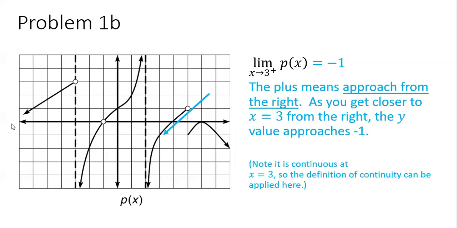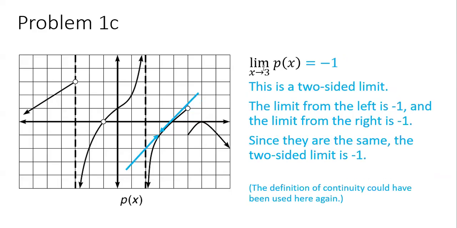For B, it was approaching 3 from the right. So where is 3? 1, 2, 3. Right here. So we approach 3 from the right. What value do we approach? What's the y value? That is -1. Note this plus sign, we're approaching from the right.